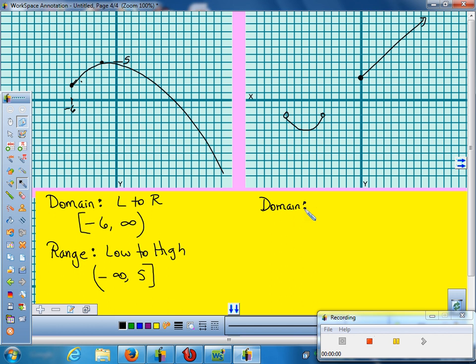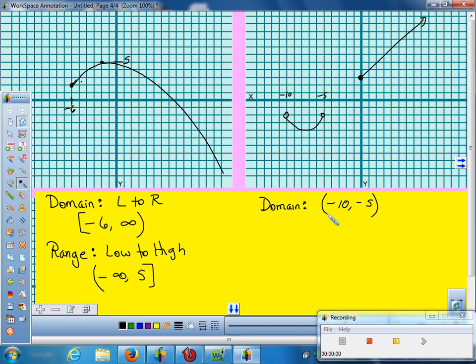So doing this one, domain, what's left? I should count for you. 1, 2, 3, 4, 5, 6, 7, 8, 9. That's -10. That's -5. So the leftmost point is what? -10. And this first piece goes unbroken until it gets to -5. Brackets or parentheses? Parentheses. They're open. Yeah, they're open circles.